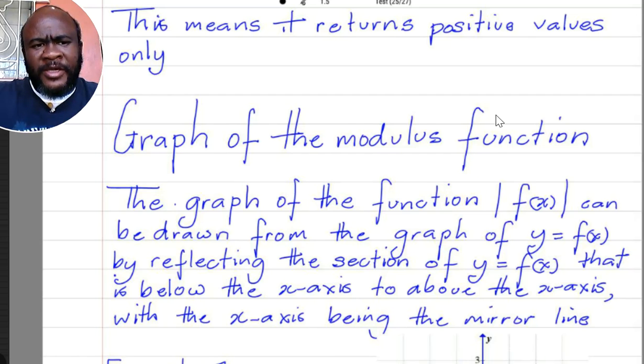And the idea here is that in the section below the x-axis, the values of y are negative, but the mod function only returns what? Positive values. So that section below the x-axis, which is the line y is equal to 0, must be reflected to above the x-axis where y is positive.